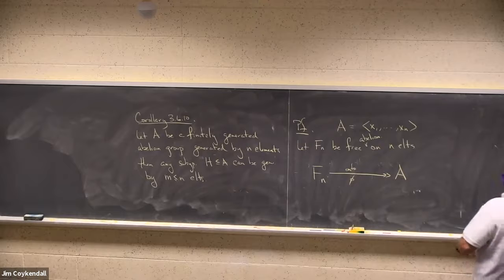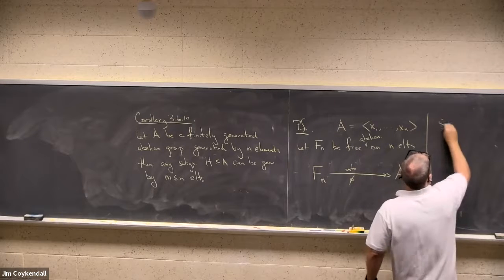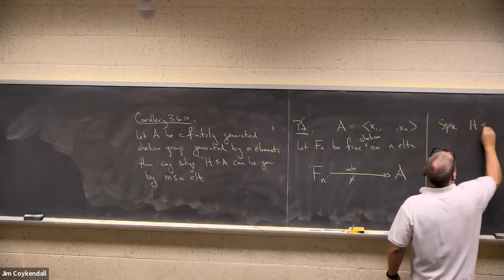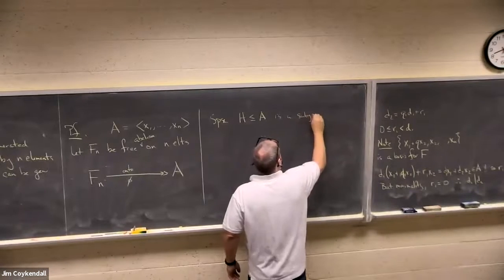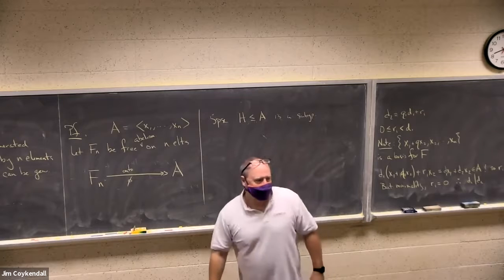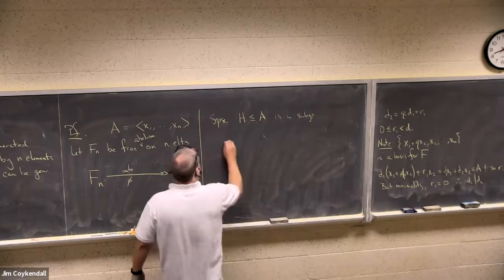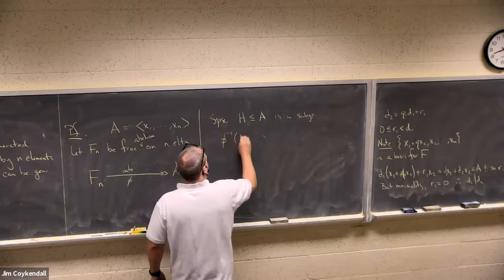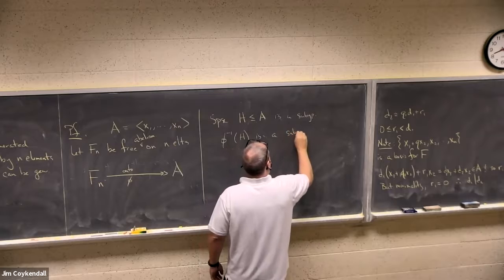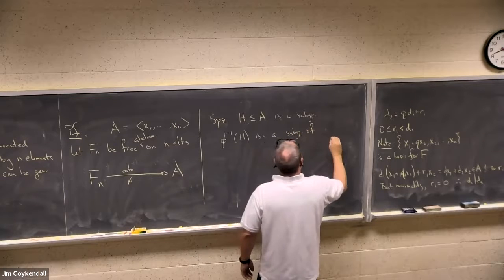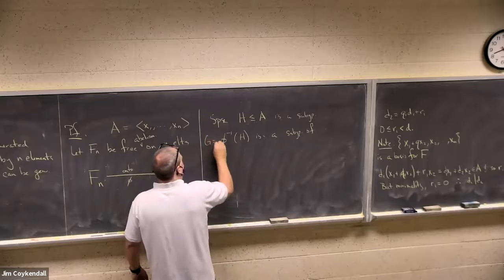So now suppose A, notice that the inverse image is a subgroup. Well, I'll call it something, G.